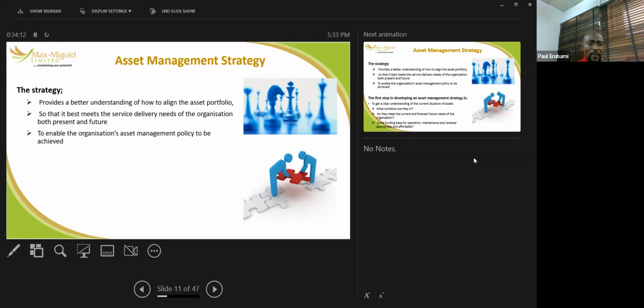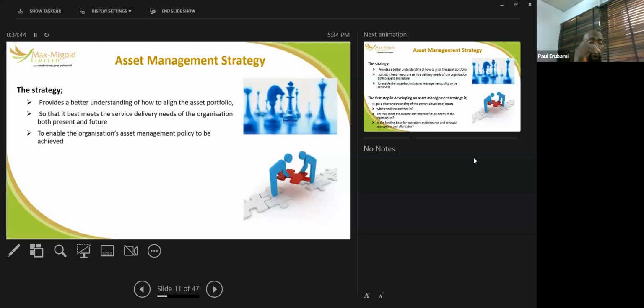Part of the strategy you need to put in place is that it best meets the service delivery needed by the organization, both in the present and in the future. The strategy you are putting in place for your asset management must be able to meet the service delivery expected of the company. That is the reason why your strategy must be in tune. It must be aligned with your company strategy, your company mission, and your company vision. And also, it must be able to enable the organization's asset management policy to be achieved.